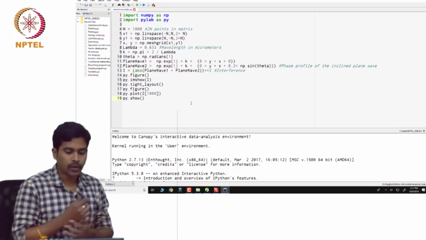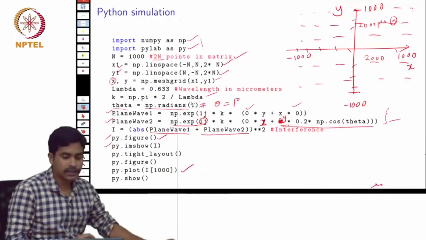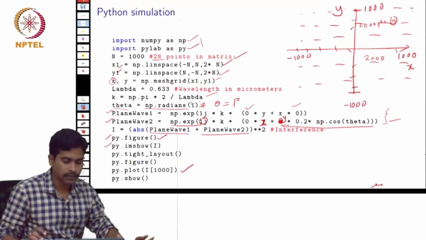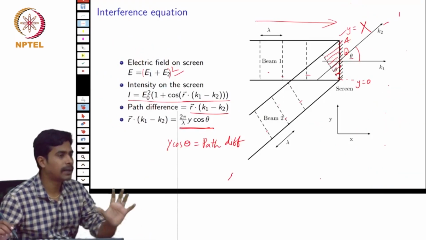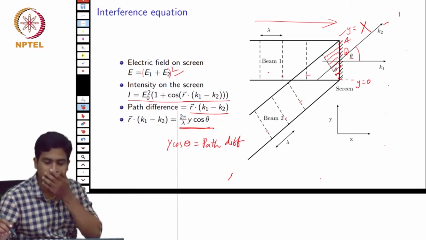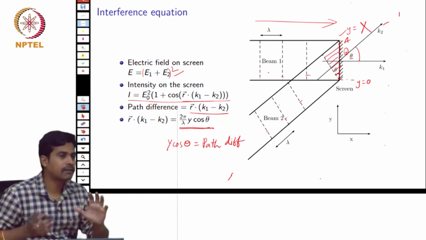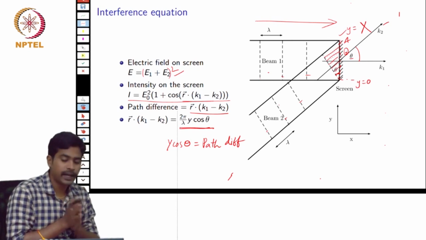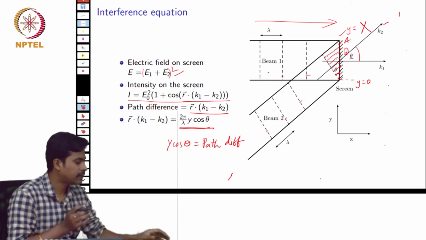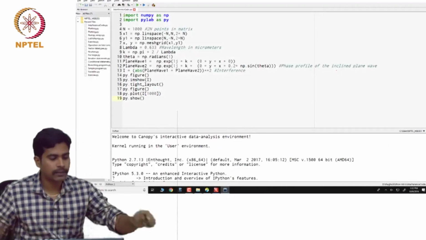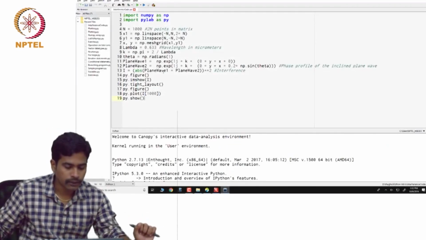Okay. So, this is the same code. There are two parameters that we can vary in this interference simulation. The first parameter is the angle between these two plane waves, and the second one is the direction of the second plane wave. By varying these two parameters we can see what is happening to the interference pattern. Now let us go back to the Python code window.